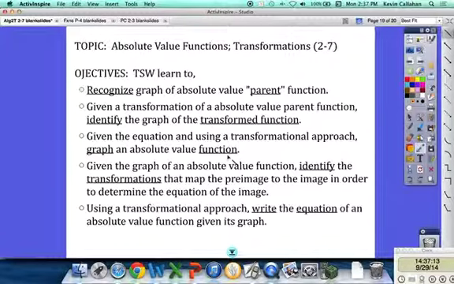Given the graph of an absolute value function, identify the transformations. So if you could see the graph, could you back out what the transformations were that were used? And the last one: use a transformational approach to write the equation of an absolute value function given its graph. Well, if you've already identified all the transformations, then it should be a simple thing to write an equation to match. So these are all related to the same thing. Fairly important.